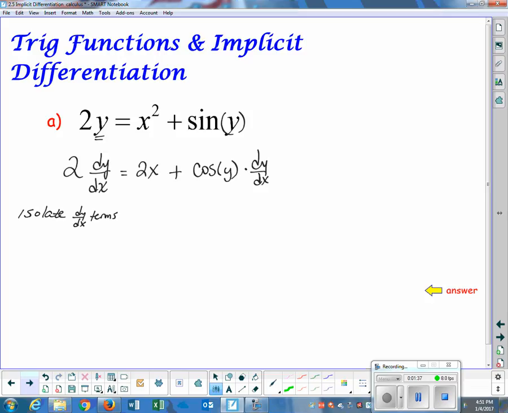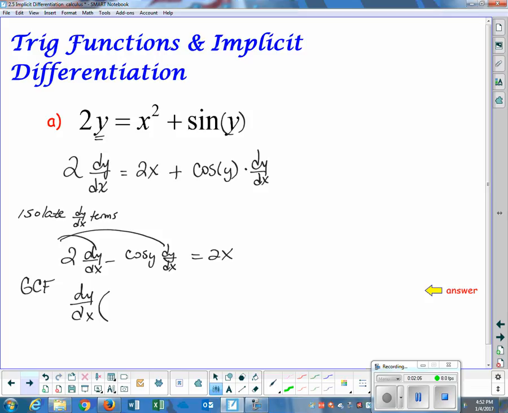So to do that, I'm going to bring them over to the left side. So this cosine y dy dx is going to come over to the left. I'm going to have 2 dy dx minus cosine of y dy dx is equal to 2x. I want to solve for dy dx, so the best way to do that is to GCF dy dx. So I'm going to pull out dy dx from both of these two terms, bring them forward, and what gets left behind is this 2 as well as the minus cosine of y. And that's equal to 2x.